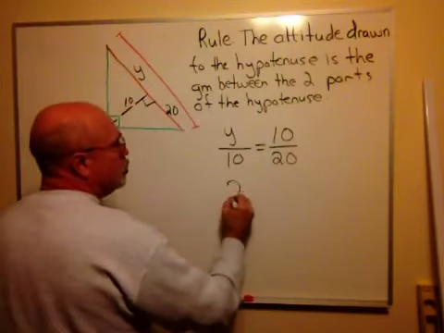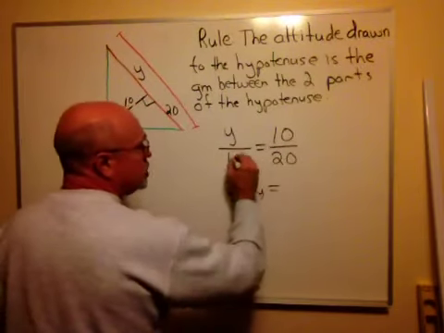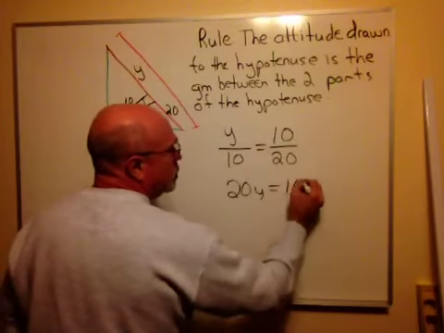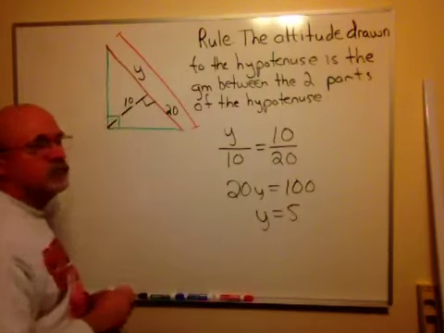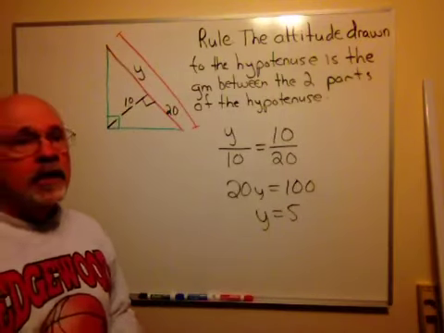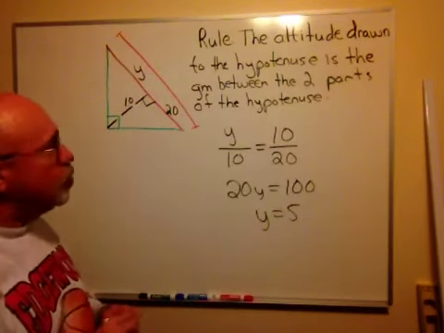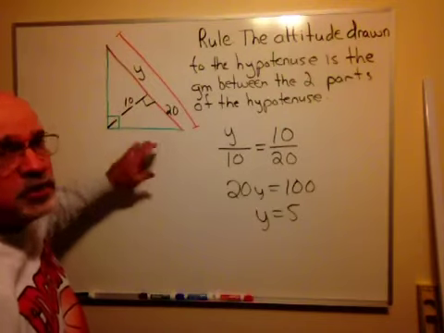That would be 20y equals 10 times 10, which is 100. Dividing both sides by 20 gives us y equals 5. In our next videos, we're going to look at the rule about the legs being geometric means.